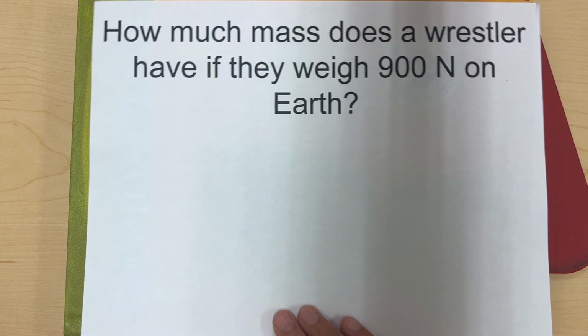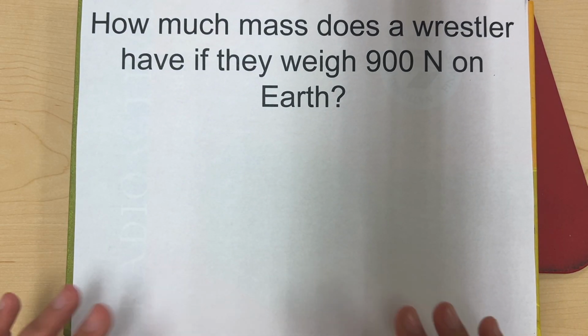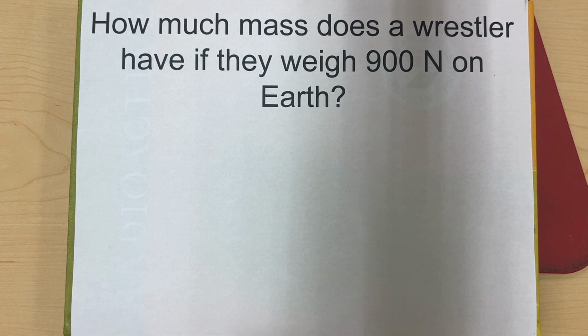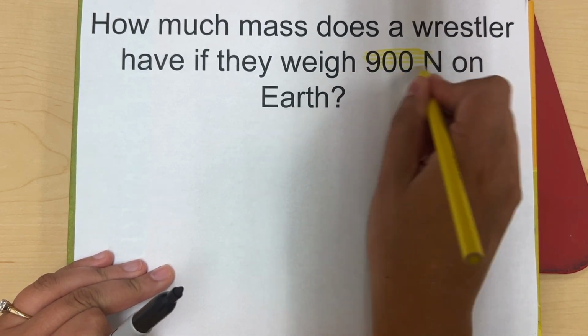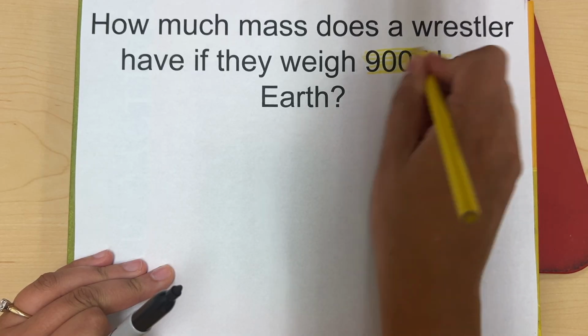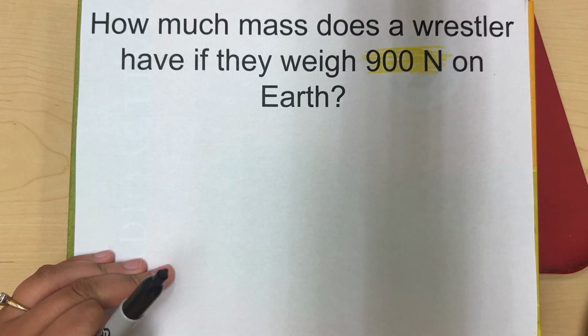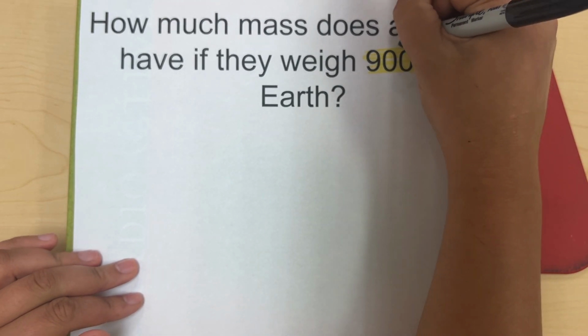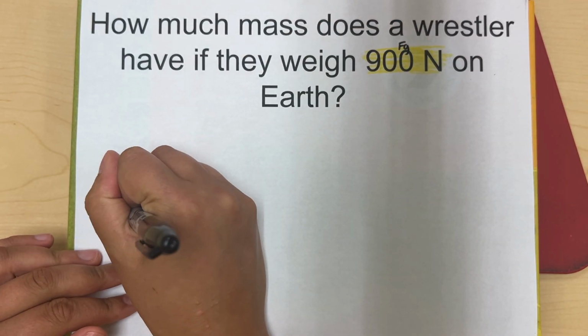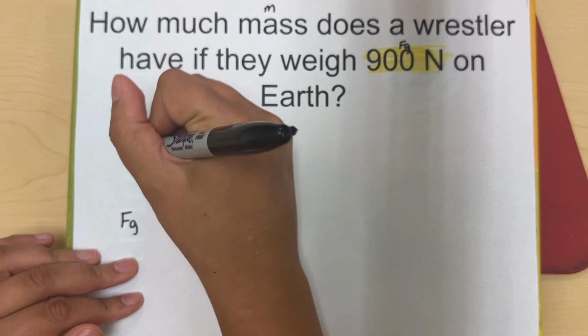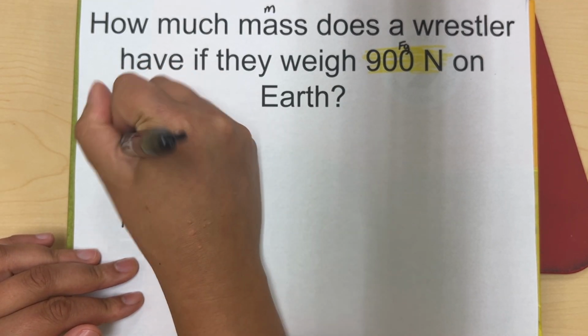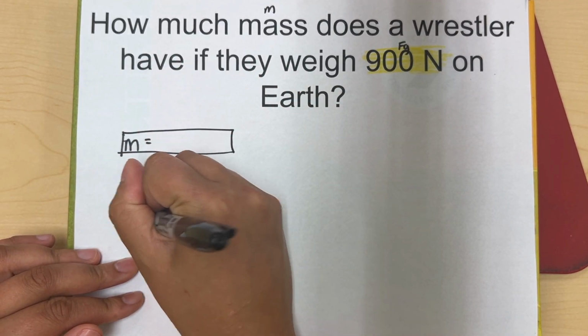Let's say if we go backwards, what if they have a weight? So I'm looking at this, I'm like, 900 newtons. What's measured in newtons is force. We have the weight, we know Fg, but it's asking how much mass do we have? So I'm going to solve for mass. I'm going to put a little box around that.